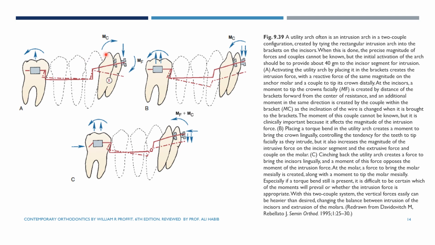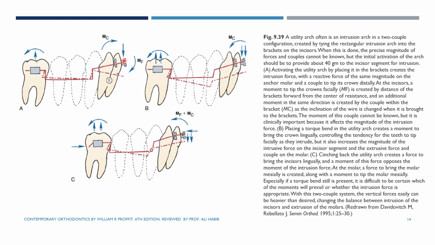Posteriorly, it's exactly the same as in the intrusion arch. The posterior tooth will feel extrusive force and a moment that will tip the molar back. For the anterior teeth, because we tie the wire anterior to the center of resistance of these four teeth, we expect the teeth to experience a moment of the force, which is away from the center of resistance, and this is exactly the same as in the case of the intrusion arch that we explained before.